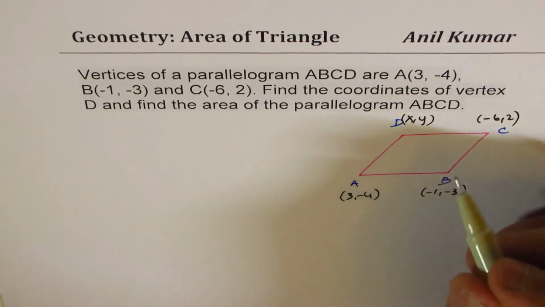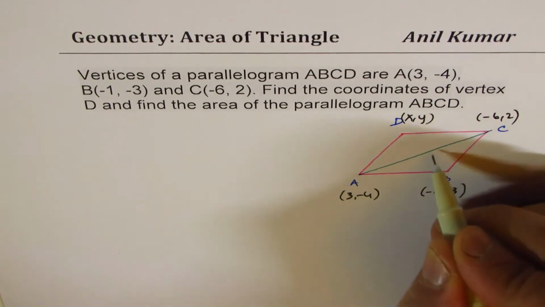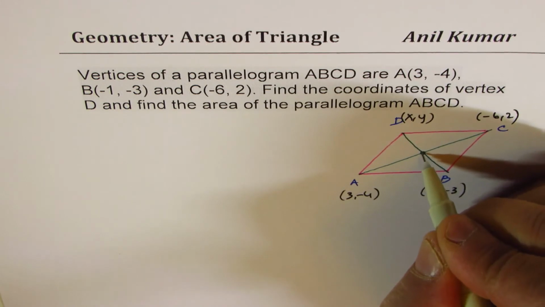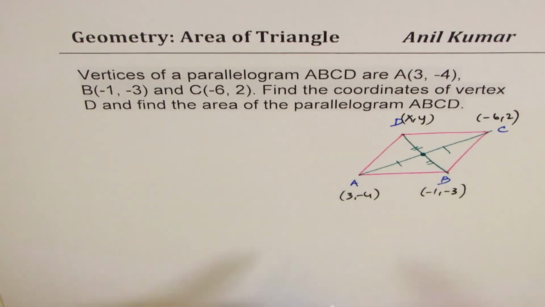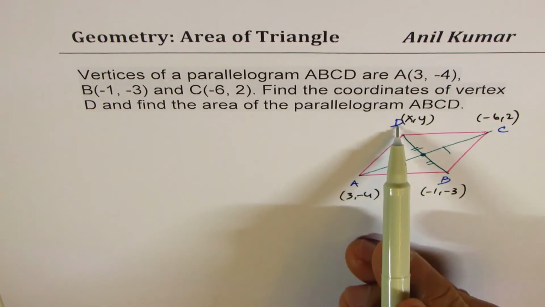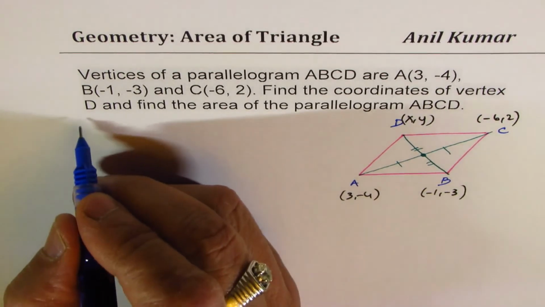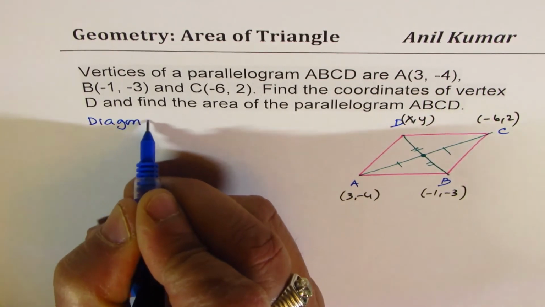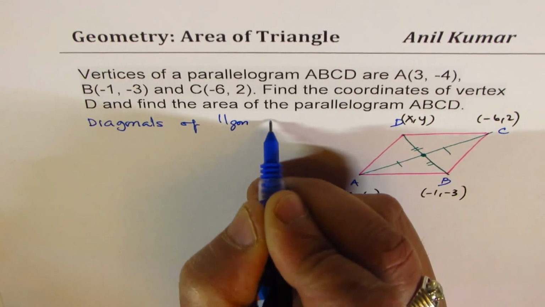So one of the methods is that in a parallelogram, if I draw a diagonal and find the midpoint, then the diagonals intersect at that midpoint. So all these sides are equal. Do you understand? So that helps you to find the coordinates of point D. So the concept here is diagonals of a parallelogram bisect each other.